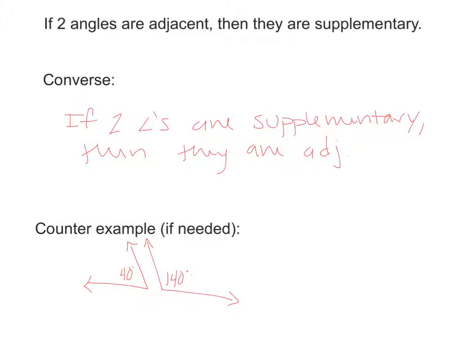So it makes the if part true. If two angles are supplementary, we have to start there. You have to start with supplementary angles, but make them not adjacent. Make the then part false.